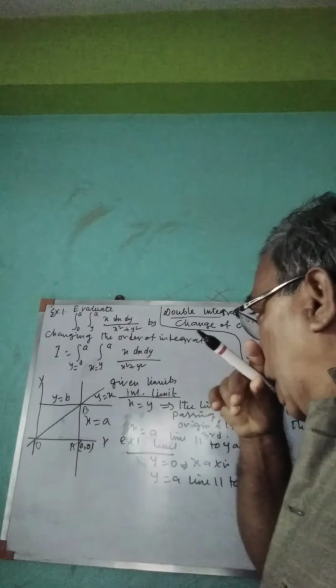Now the question is which one will be the bounded region. This portion, O, this is A, this is B. OAB is the bounded region. What is the coordinate of B? This is y equal to a.